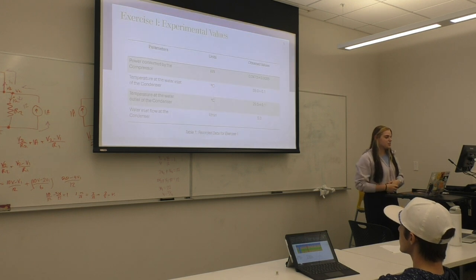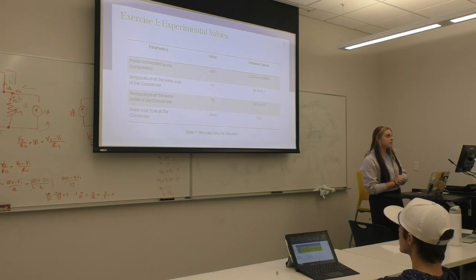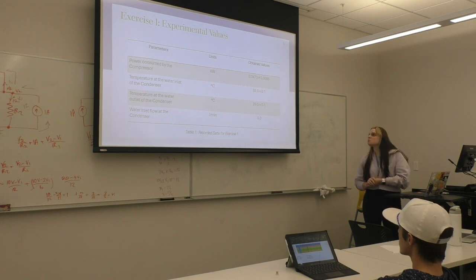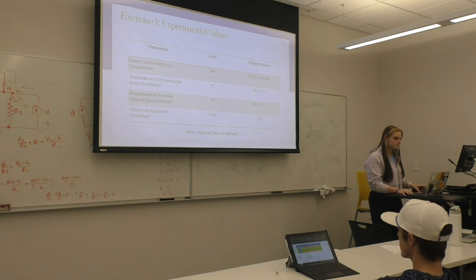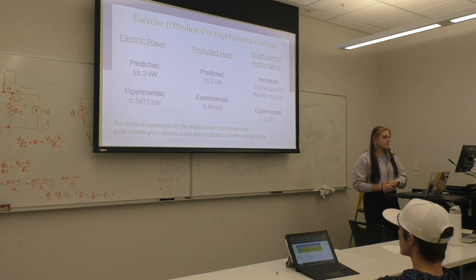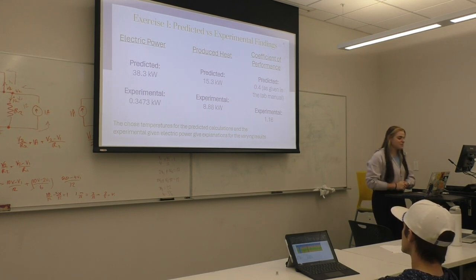Just going ahead and getting started, there were 2 exercises for this experiment. Experiment 1 was looking at the power consumed, the heat generated, and the coefficient of performance. These were the reported pressures that came from the software that we used. And then this is our predicted versus my experimental findings. I was the group lead on this a few weeks ago, so these were all my numbers.